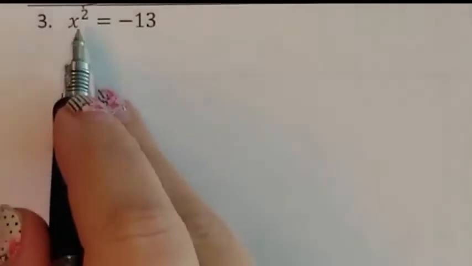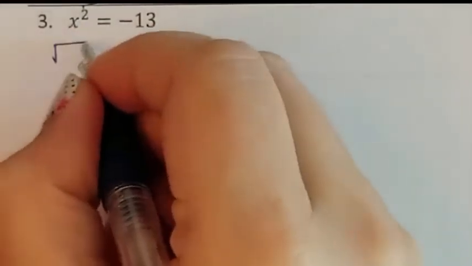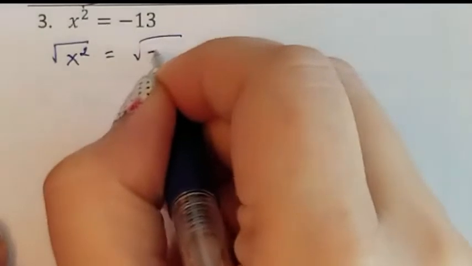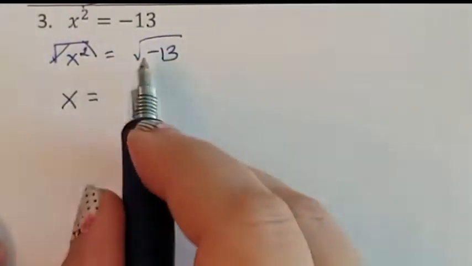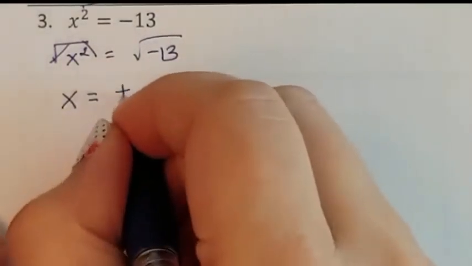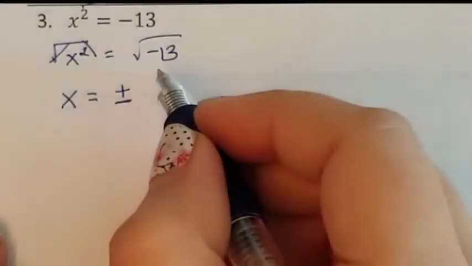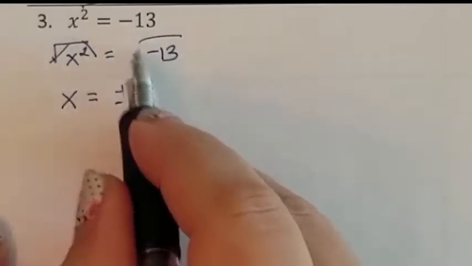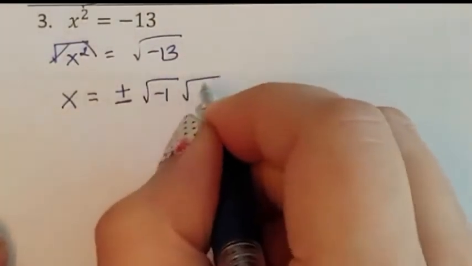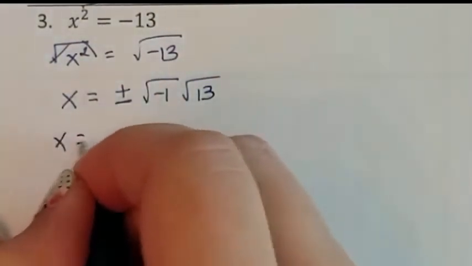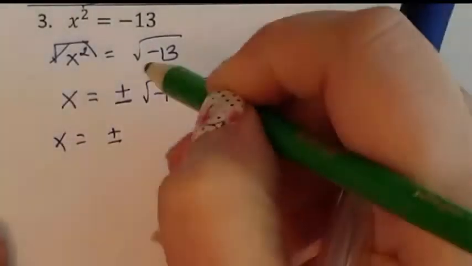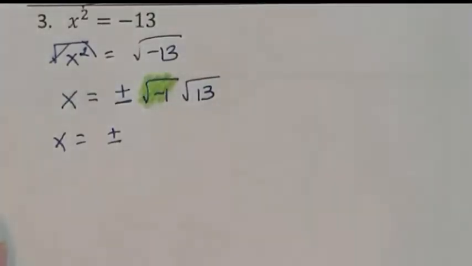Problem number 3, I need to get the x by itself. So I need to take the square root of both sides. The square root of x squared is x. I chose to take the square root, which means I need a plus or minus. I need to separate the negative 1 from the 13. So x is plus or minus the square root of negative 1, which is i.